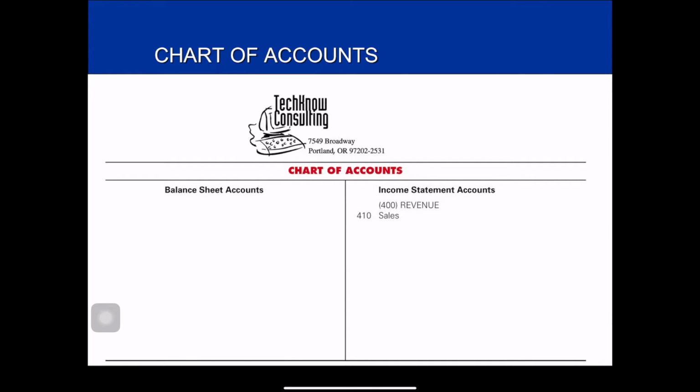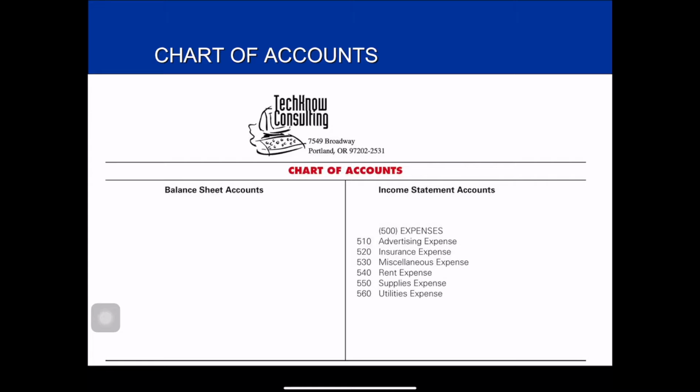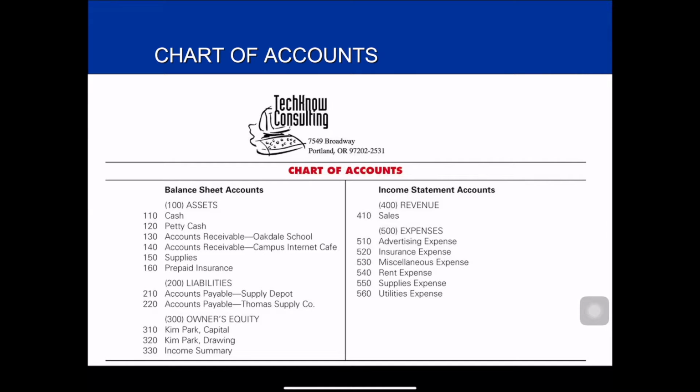Then you have your income statement accounts. That is your fourth division, or your 400s, which is revenue. We only have one account in this division, and that'll be 410, which is sales. The 500s then are your expenses, and you will see that you have a number of expenses, 1 through 6 expenses, and you will notice that they are alphabetized. So advertising would be 510, insurance 520, and so forth down the line. So your chart of accounts looks like this right here.